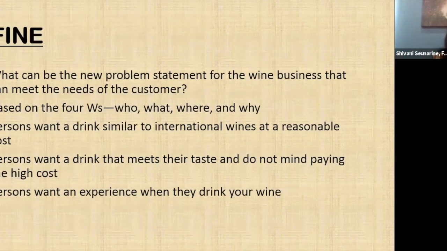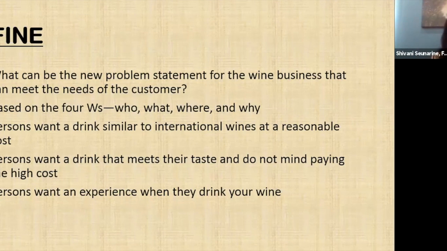Define. So the second stage, after I empathize and after I know, okay, I'm going to speak to this client, who I'm speaking to, why am I speaking to them? I define. What can be the new problem statement? It's a problem statement for the wine business that can meet the needs of the customer. It is based on the 4 W's. Who is it for? What is it for? Where is it for? And why?